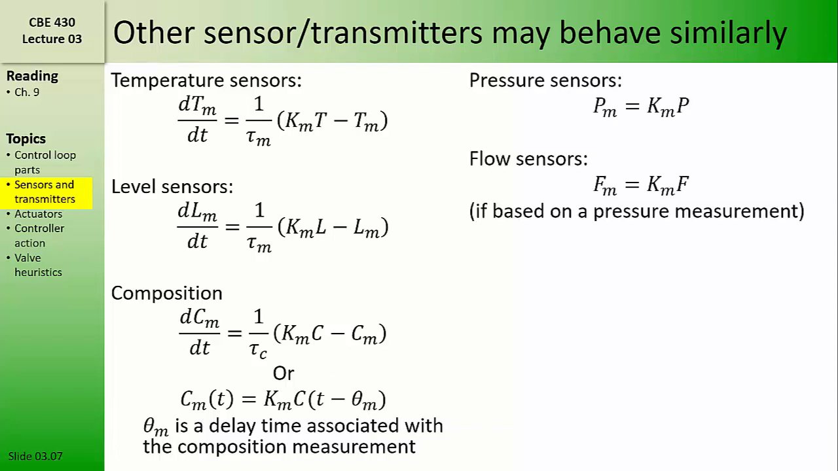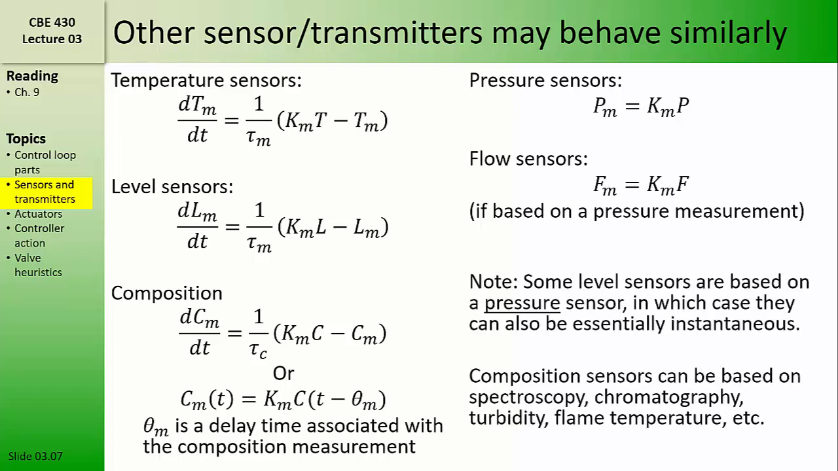Many pressure sensors and flow sensors give very fast measurements. These can often be considered to be instantaneous measures of their respective process variables. Some level sensors are also based on a pressure sensor, in which case they can many times be essentially instantaneous. Composition sensors can be some of the slowest. Some composition sensors, such as pH meters or dissolved oxygen sensors, can be relatively fast, but other composition sensors, for example those that are based on a chromatographic technique, can have very long time delays associated with them.